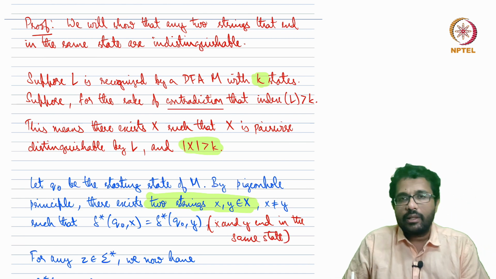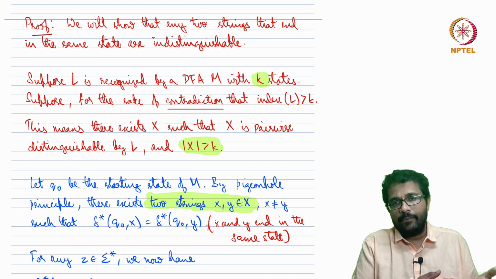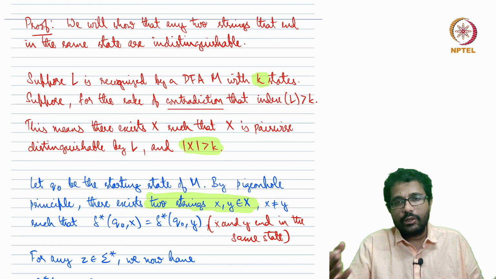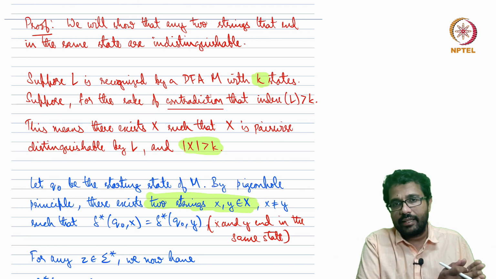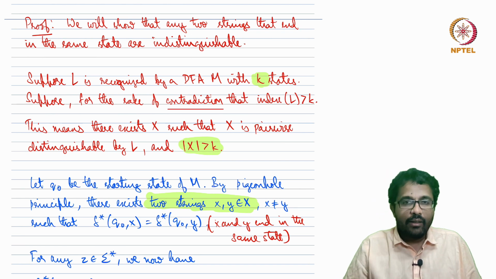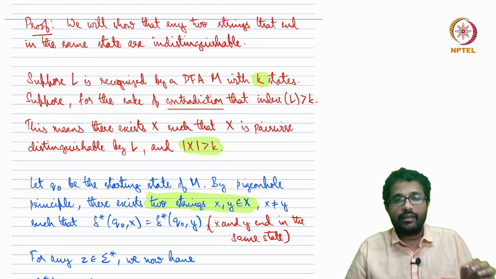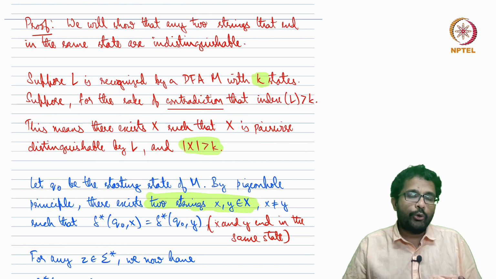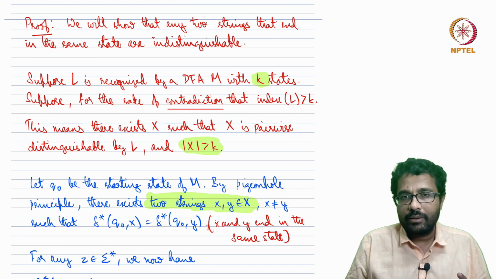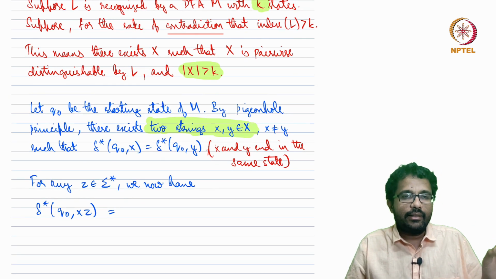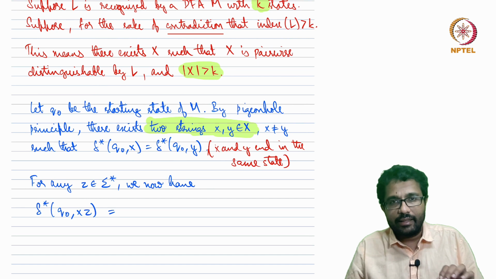This of course will happen because there are more than k strings in capital X and there are only k states. So at least 2 of them should coincide as to where they end, right? So now x and y end in the same state. Now by assumption, small x and small y are pairwise distinguishable by the language, but now we will contradict that by showing that they are actually indistinguishable by the language. So as far as the DFA is concerned, both of them ended in the same state, right?